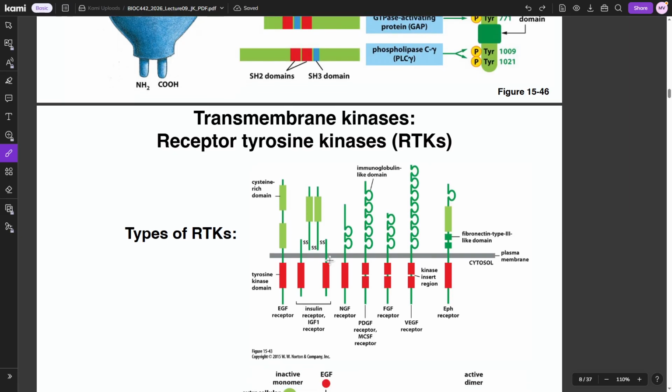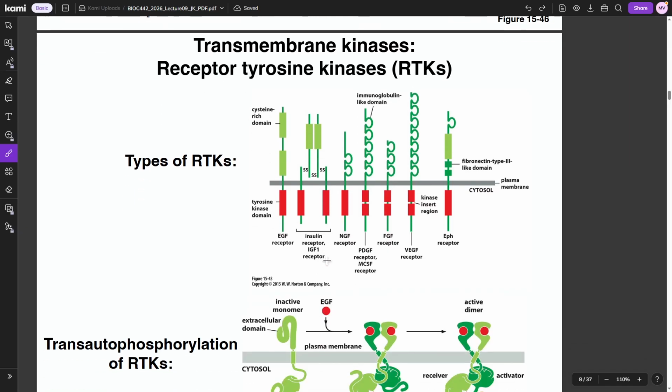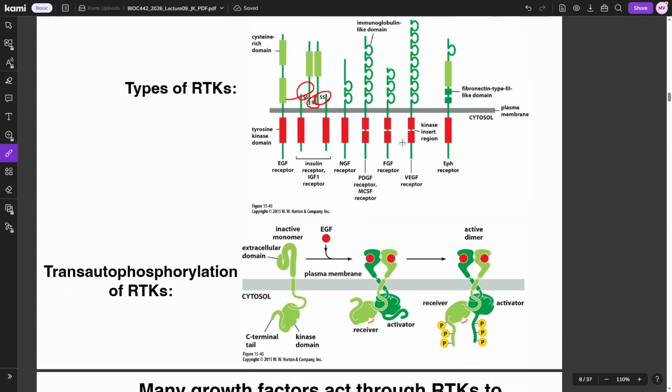This gives you a bunch of examples of different RTKs, not super important. I think it's helpful to know that there are many different variations. They don't all have to be the same. This one, for example, is held by disulfide bonds. This one's got some cysteine-rich domains. This one's got some immunoglobulin stuff. There's a whole bunch of different variants, but it's not too important.